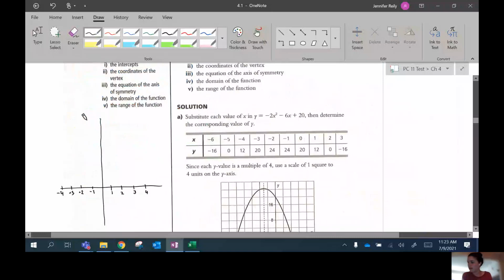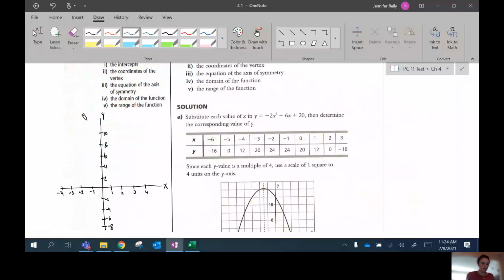And then for the y values, usually you want to go up by 2s or something bigger, because these curves can go up really high. So I'll go 2, 4, 6, 8, 10. -2, -4, -6, -8. Okay, so here's x, here's y. Okay, so let's put in our numbers.